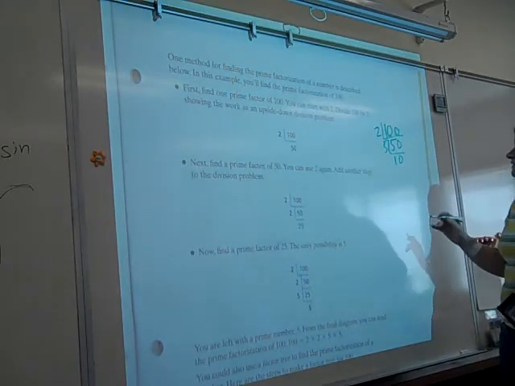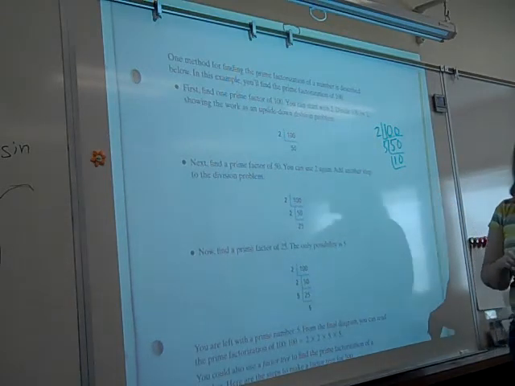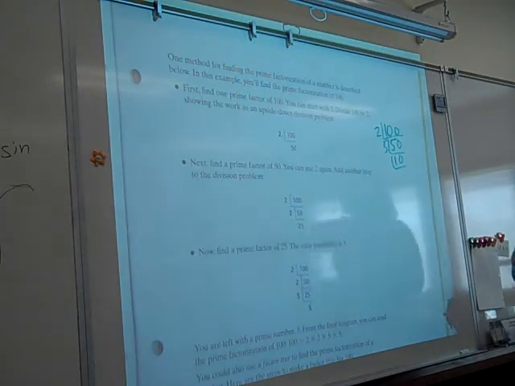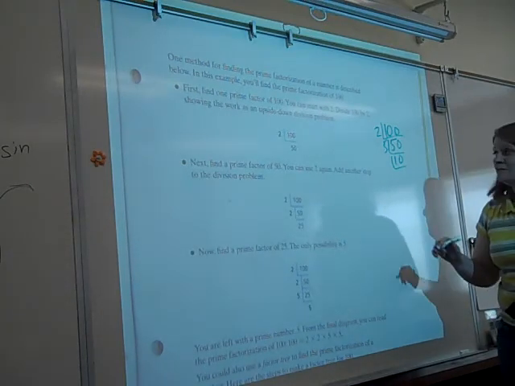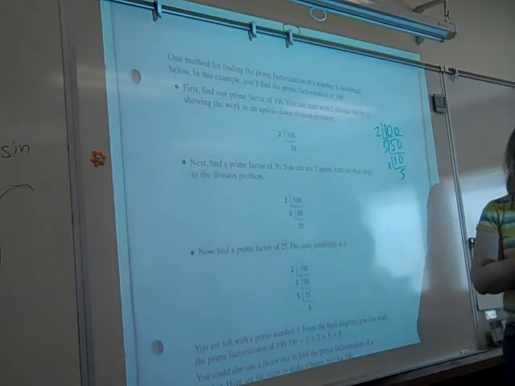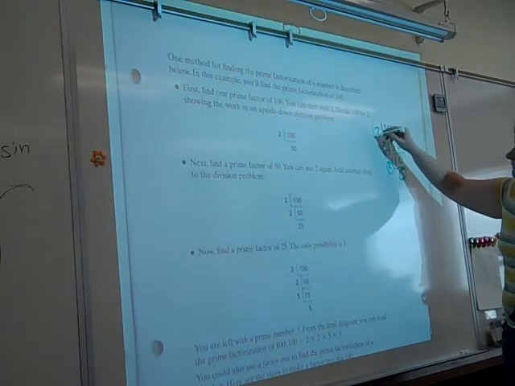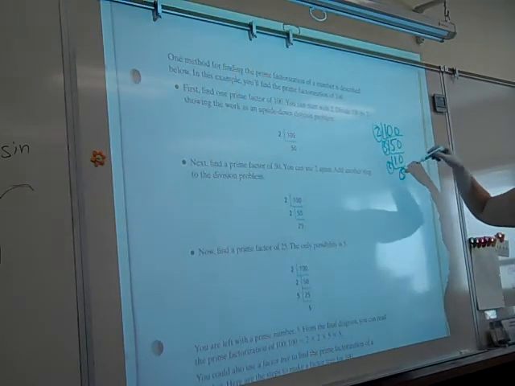Nope. Okay, then we have to keep going. What can we divide it by? 2. Okay, we can divide it by 2. And what do we end up with? 5. Do we have to keep going? No. So this is our prime factorization, right here. 2 times 5 times 2 times 5.